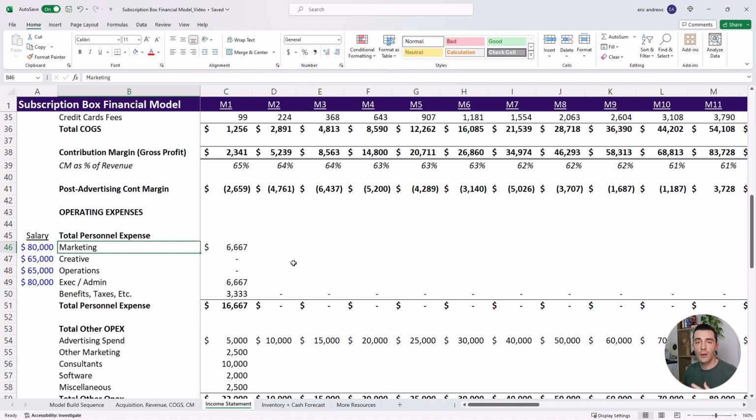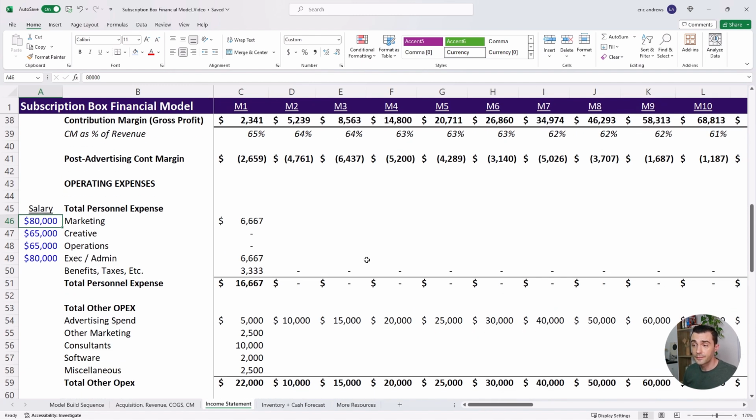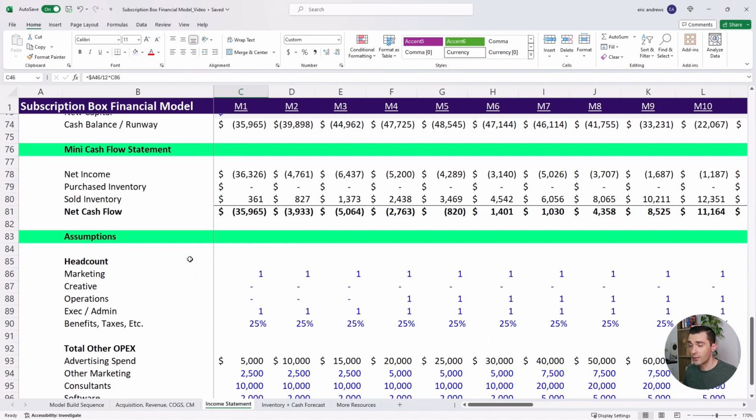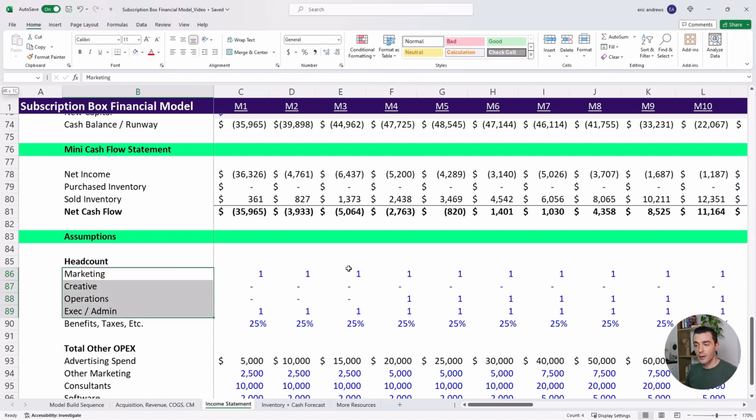Update this with however your business is going to work or is working today. And what you do here is you can put an average salary for this bucket. I just put in some arbitrary numbers here for salaries. And then down below, here is how you make a really simple forecast. You just create these same 4 buckets, marketing, creative, operations, exec, or whatever they are for you.